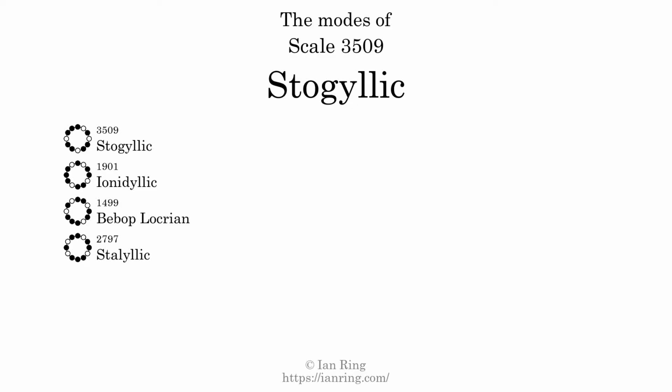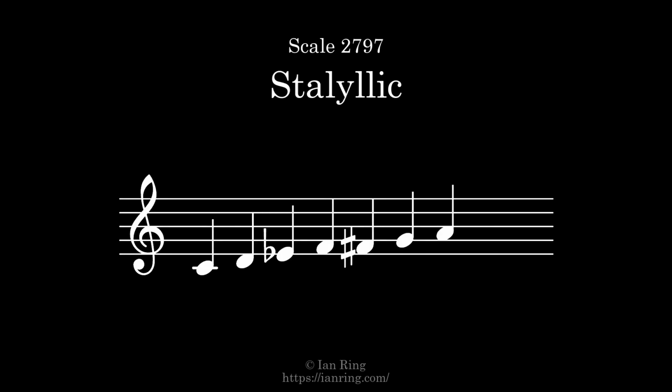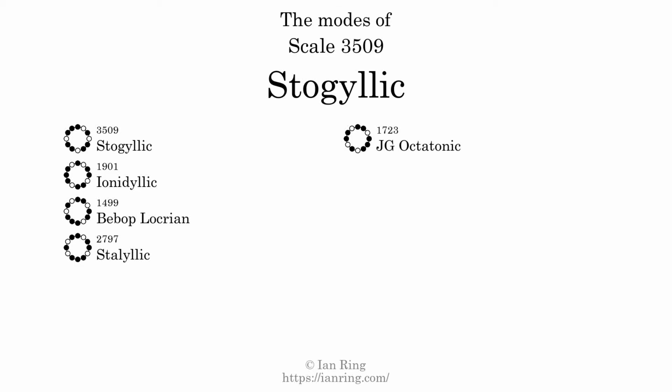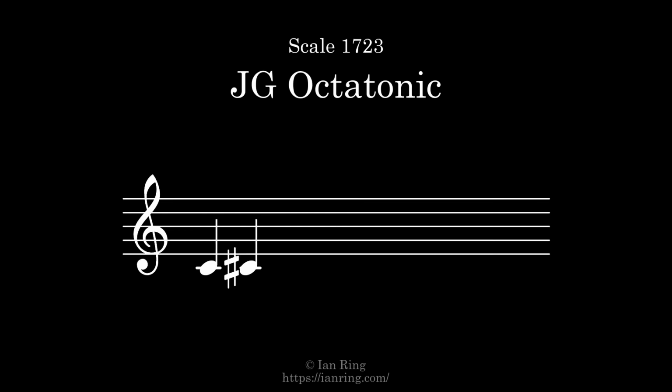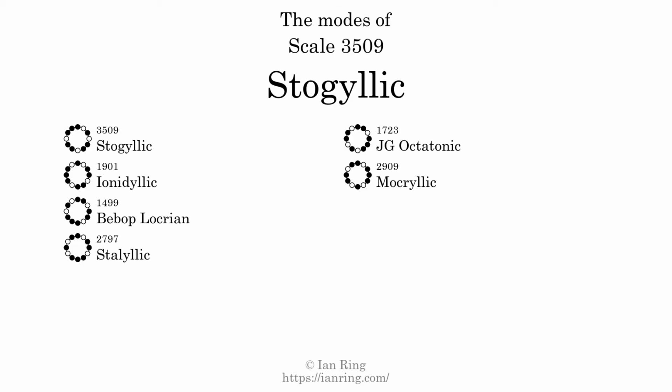The fourth mode is scale 2797, also known as Stogyllic. It sounds like this. The fifth mode is scale 1723, also known as JG octatonic. It sounds like this. The sixth mode is scale 2909, also known as acrylic. It sounds like this.